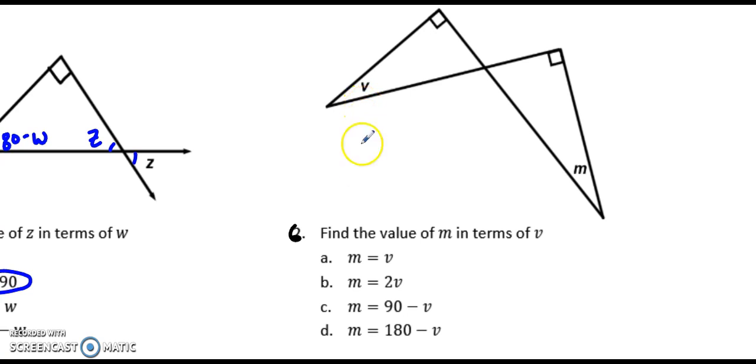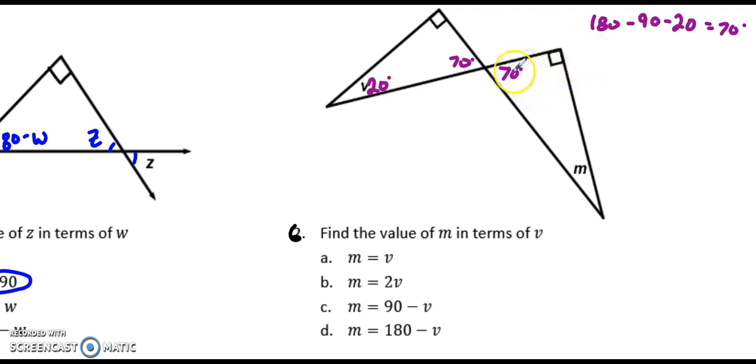In 6, we're asked to find the value of M in terms of V. Let's start by picking a value for V. This time I'll say V looks pretty skinny. Let's say it's 20 degrees. Now, we know that this triangle here is going to sum to 180. So I would take 180, subtract 90, subtract 20, I'd be left with a 70-degree angle. With these vertical angles here, this will also be 70 degrees.